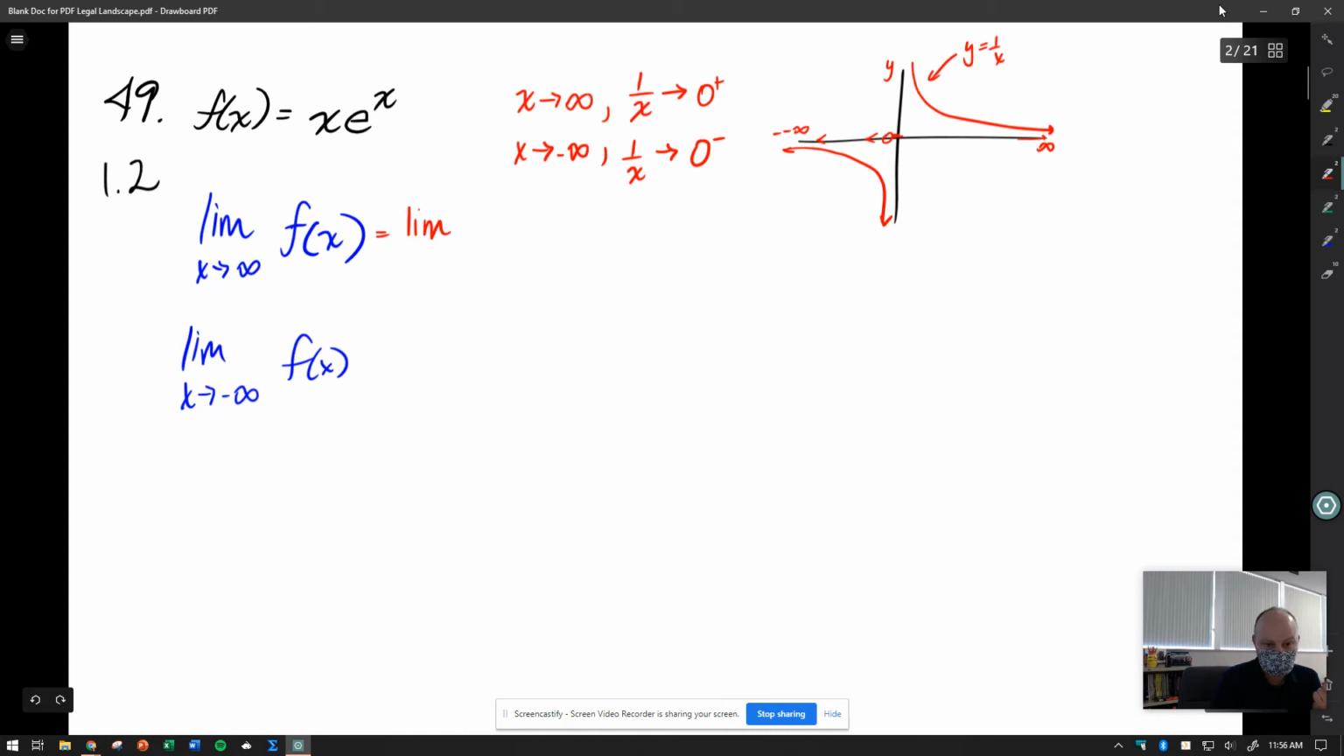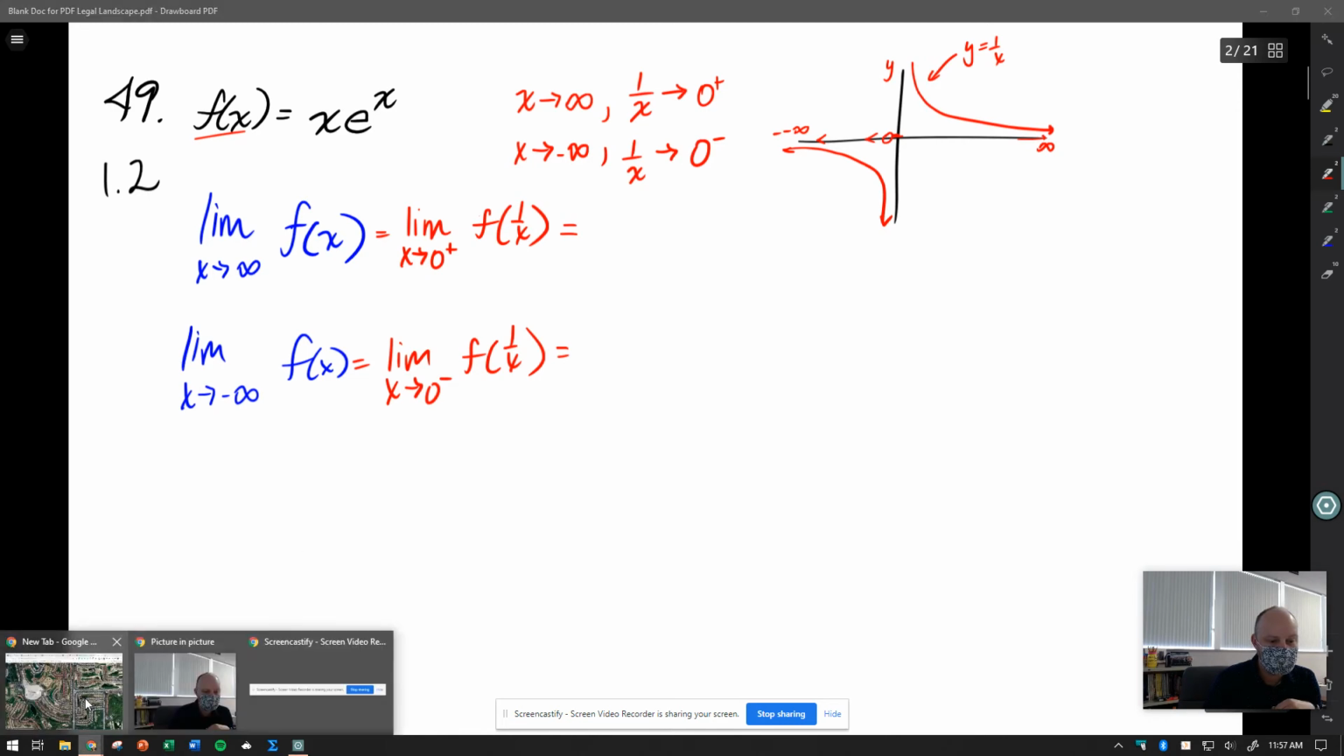Okay, with that in mind then, the limit as x goes to infinity of f of x is the same as the limit as x goes to 0 from the right of f of 1 over x. And the limit as x goes to negative infinity of f of x is the same as the limit as x goes to 0 from the left of f of 1 over x. So let's take a look at the graph of both f and f of 1 over x and see if we can get ourselves a nice answer for both of these.